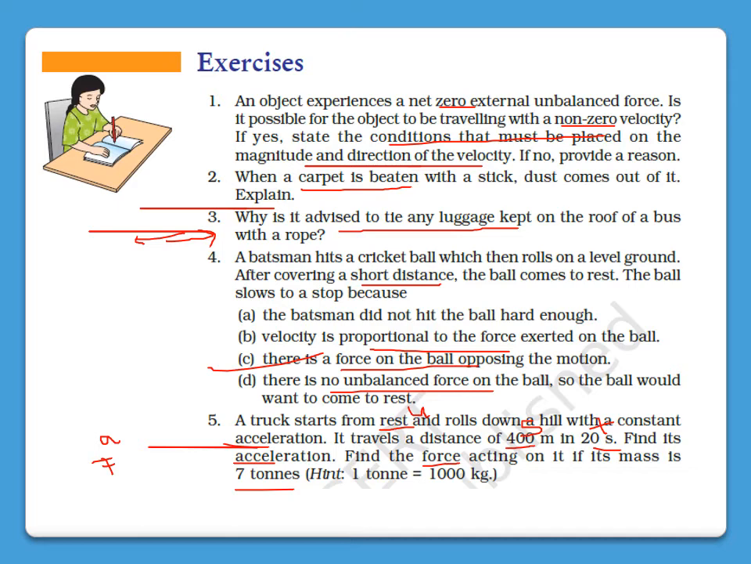So using the second equation of motion you will find out a, and from there you will get a. And now use the formula F is equal to ma. From here you will get the force. m is given over here, 7 tons. So before using this 7 tons, convert it into kg. 7 into 1000 means 7000 kg. Okay, so these are the five questions.